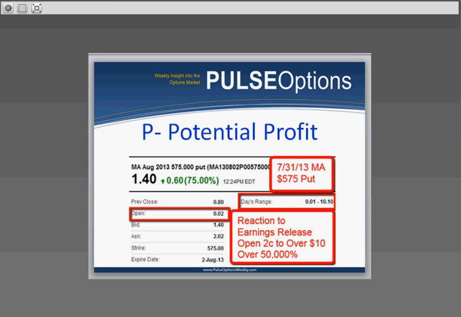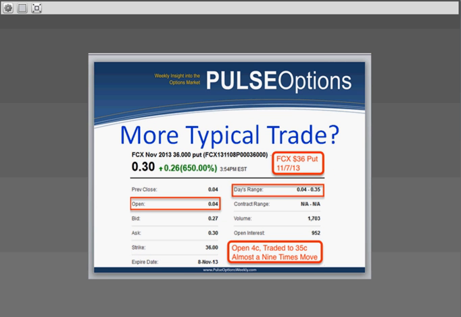That's the potential. Now, I don't want you to think I'm promising you 50,000% moves. I'm telling you that they're out there. This was actually a stock that one of my students hit on this option. He left a little bit of money on the table. So while that's the potential, this might be a more typical trade.